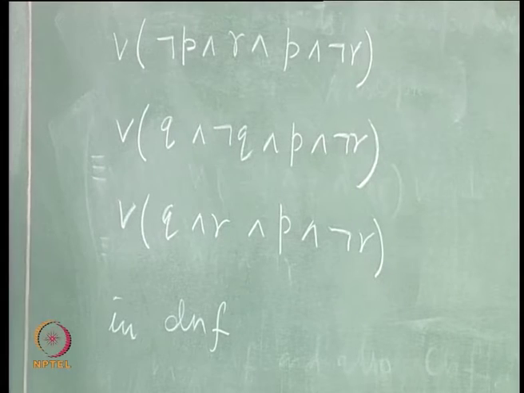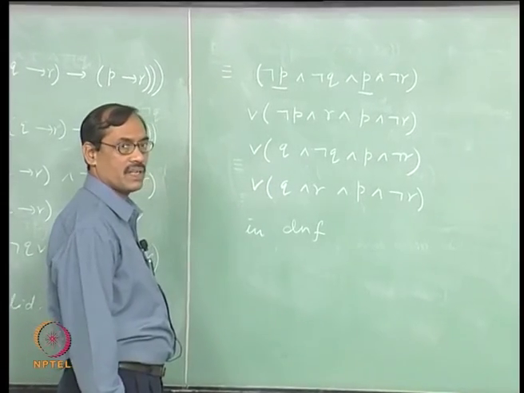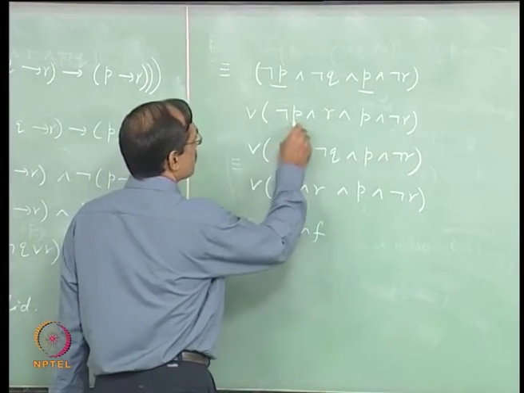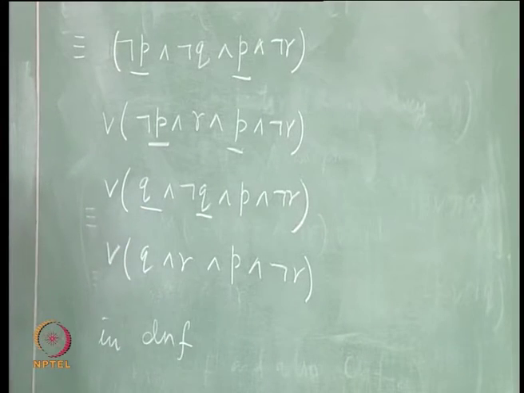And now we go back to the principle, apply it. So here we see that P, not P, there is a pair of complementary literals. In the next clause there is also P, not P, in the next clause Q, not Q, in the next clause R, not R. Okay. So it is unsatisfiable.